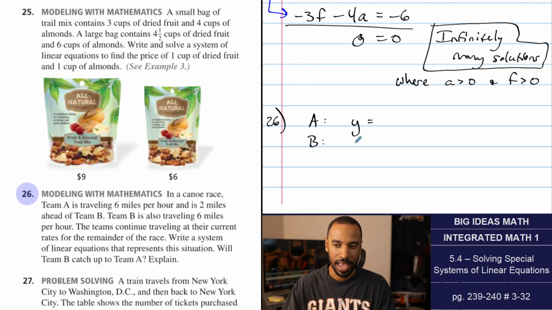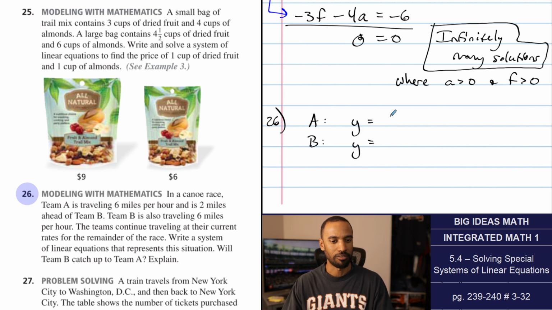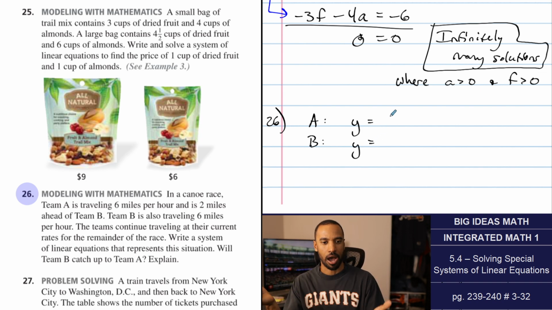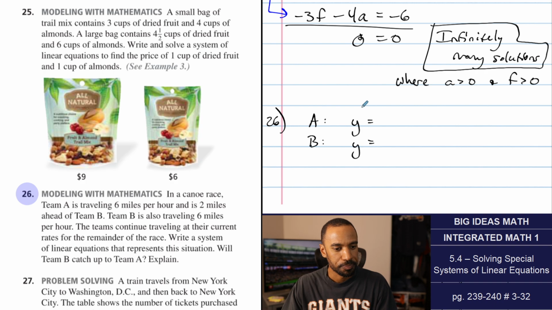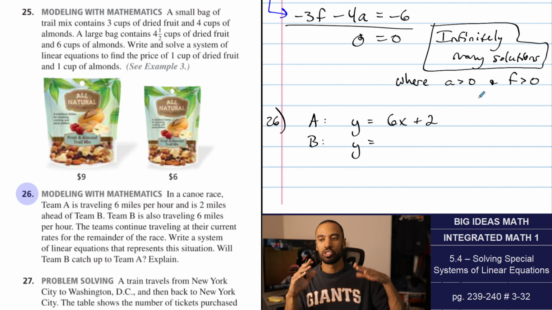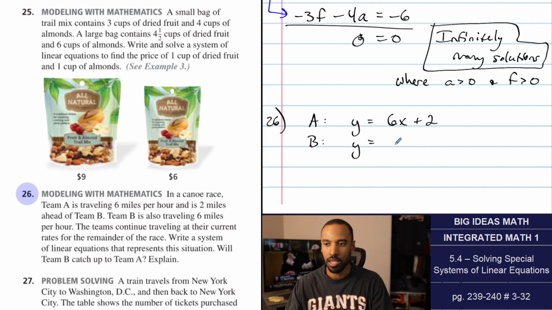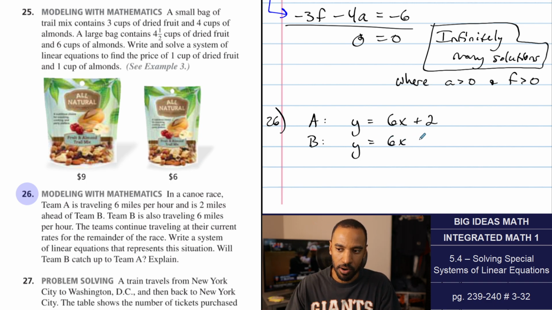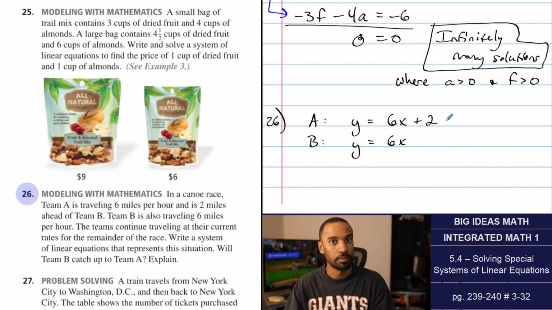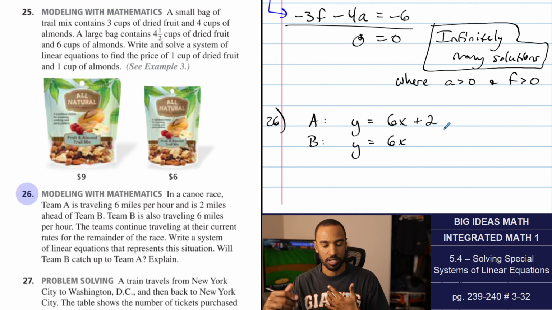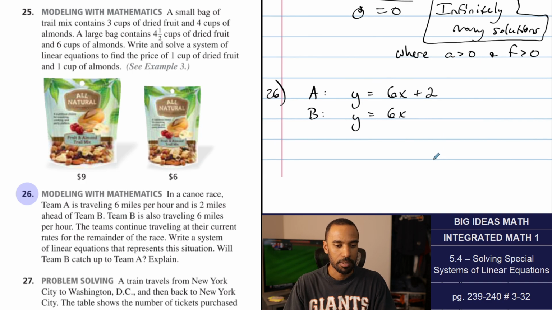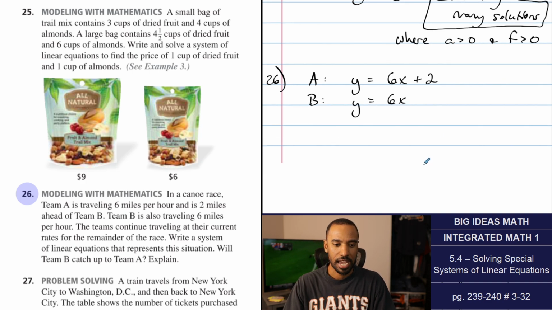I'm going to use y and x. Y is distance traveled. X is number of hours, things like that. So 6 miles per hour for Team A and 2 miles ahead of Team B. So I could say this is like 6x plus 2. The 2 mile jump that it has, it's like a 2 mile head start of Team B, which is also going 6 miles per hour, but kind of at a plus 0, if you will, right? 6x plus 2 versus 6x plus 0. It says write a system. There it is.